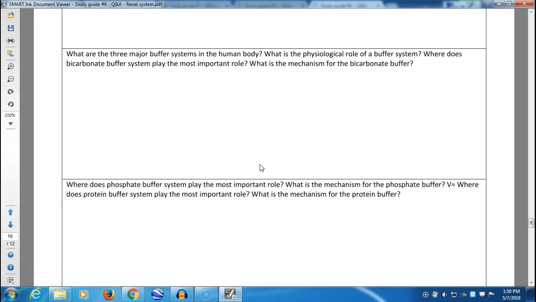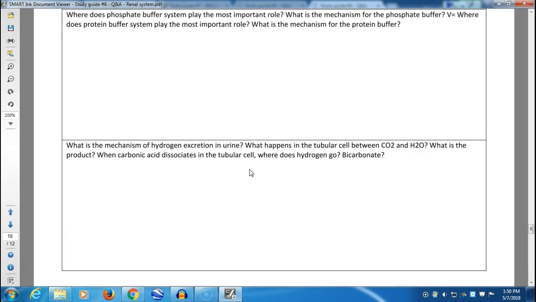So remember what happens during hydrogen excretion in urine. Remember, you have CO2 and water that form carbonic acid in the cell. In the cell, carbonic acid dissociates. Hydrogen is going into the filtrate. Bicarbonate goes back in the blood. Bicarbonate cannot be reabsorbed from the filtrate. Remember that. That's why we have to do this trick.